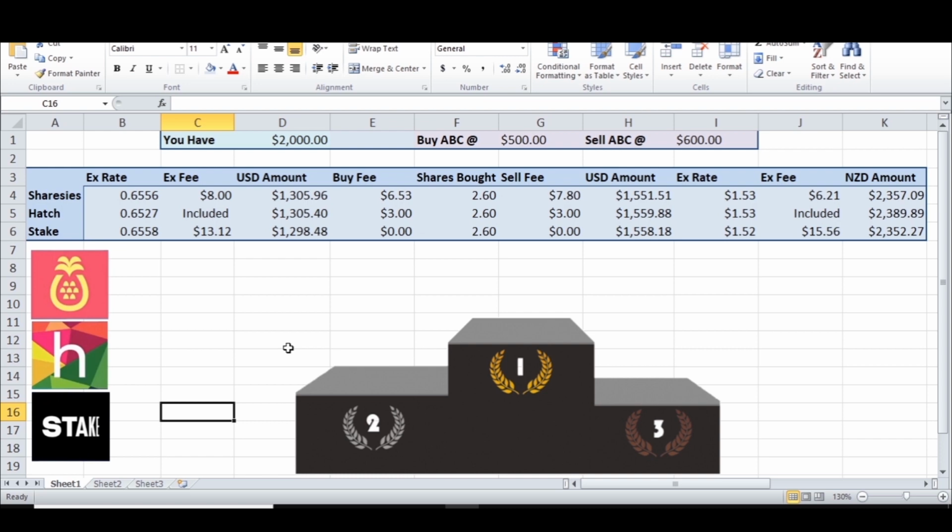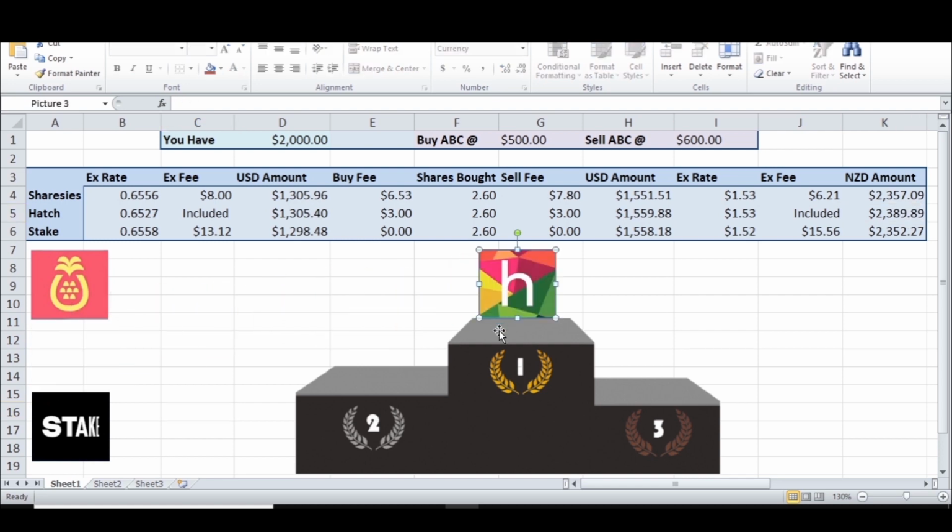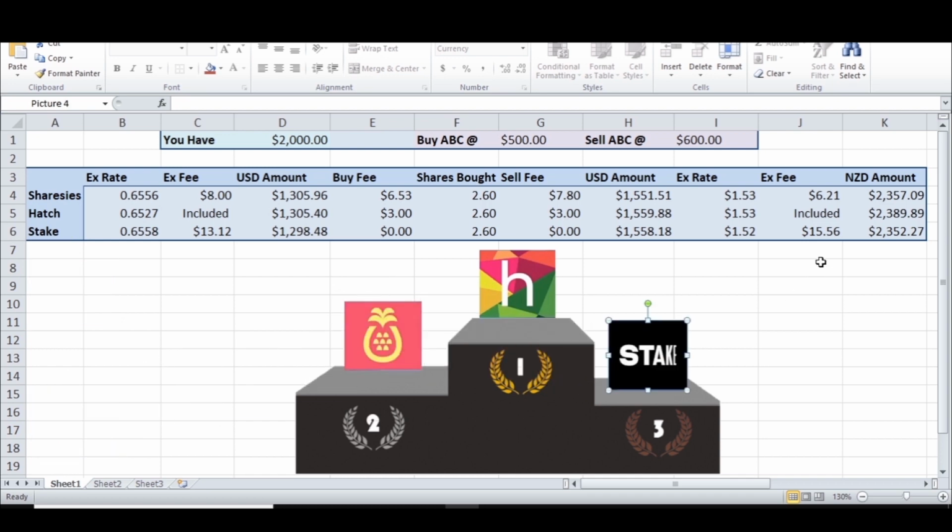So anyways, with our $2,000 example, we made the most profit with Hedge. So Hedge gets the number 1 spot in our example, because we made $389 in profit, followed by Sharesies where we made $357 in profit. And at last place we have Stake where we made $352 in profit. So there you go, a nice little finish. But don't go running off yet because there's still a lot that we need to discuss.